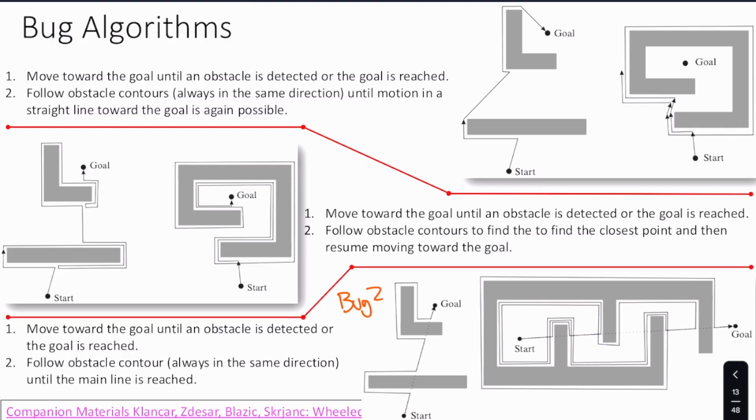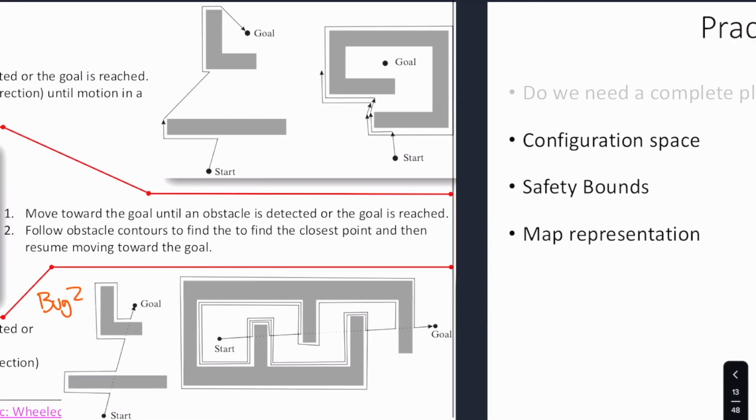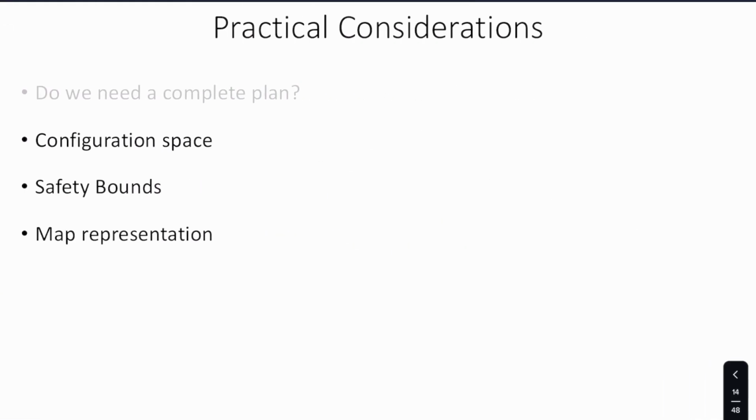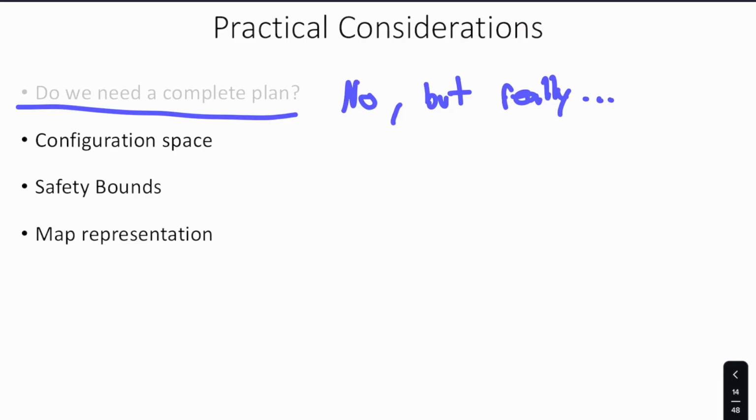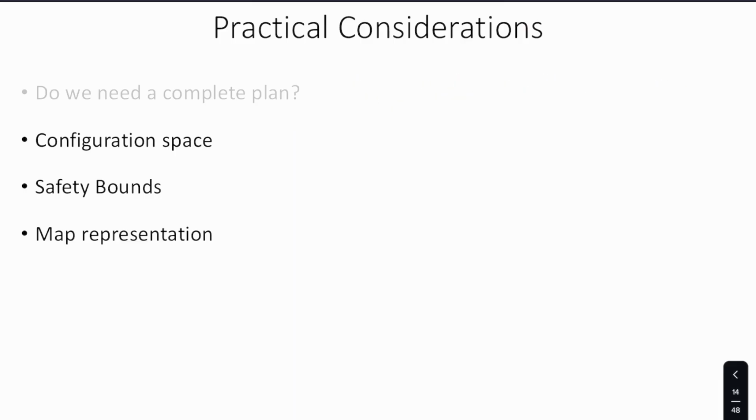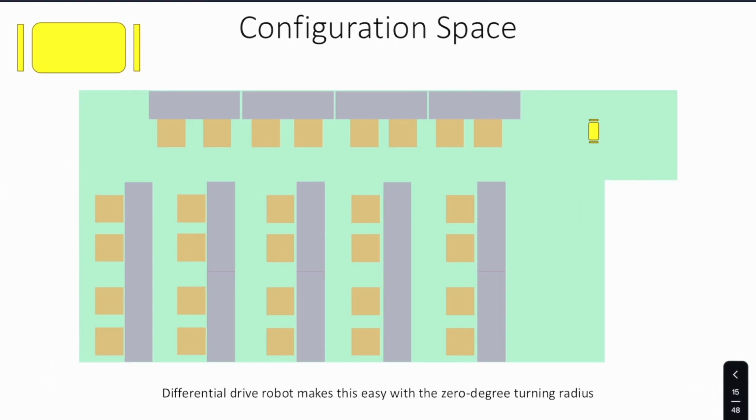So that's the real limitation of these bug algorithms, is they don't assume that you can do something more complex. They just follow very simple rules. And so that takes us to our next set of considerations here. I would say, do we need a complete plan? No, but really, yes. We're going to get much better results if we plan out our entire path ahead of time instead of trying to rely on simple heuristics. So to do that, we'll dive into these next considerations.